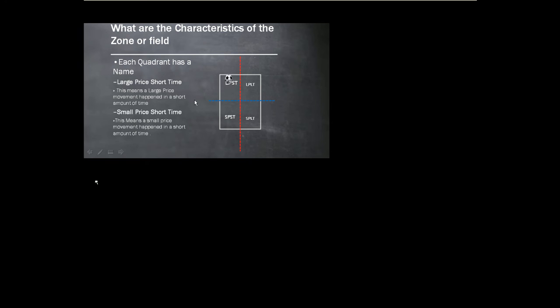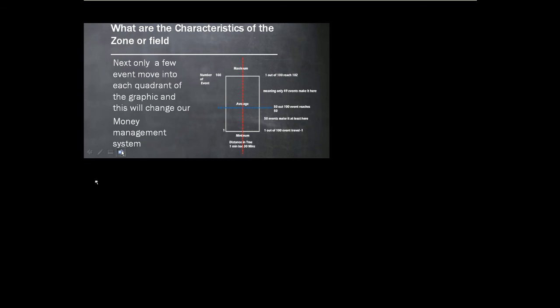Okay. Now, each quadrant has a name. A large price, short time, LPST. Large price, short time. This means there was a large price movement that happened in a short amount of time. Small price movement, SPST. This is the movement that happens in a short amount of time.